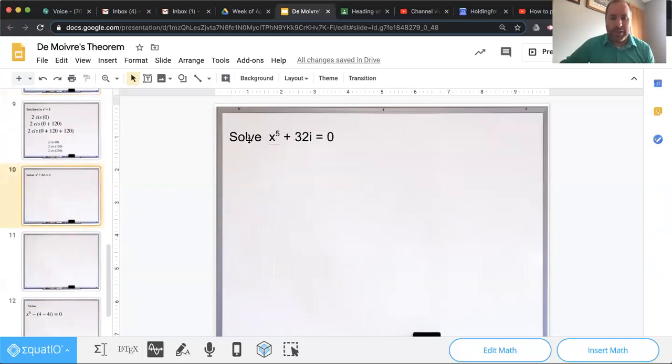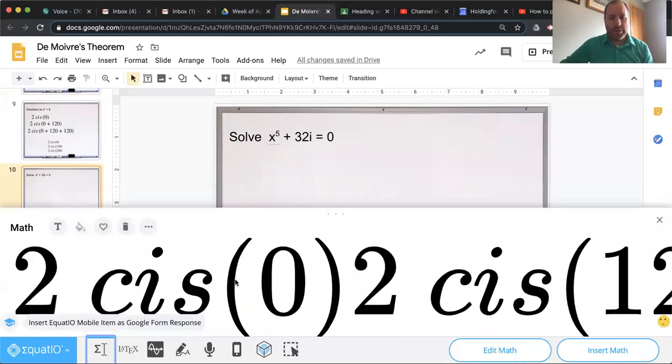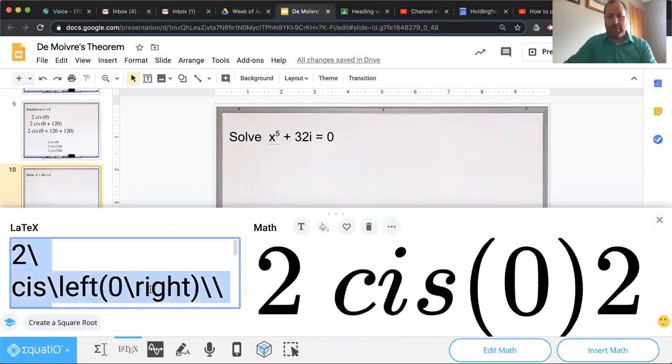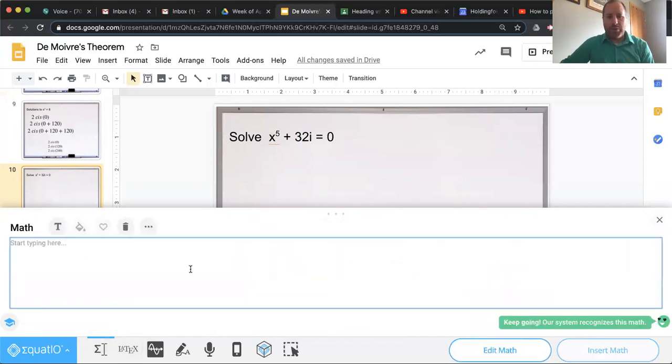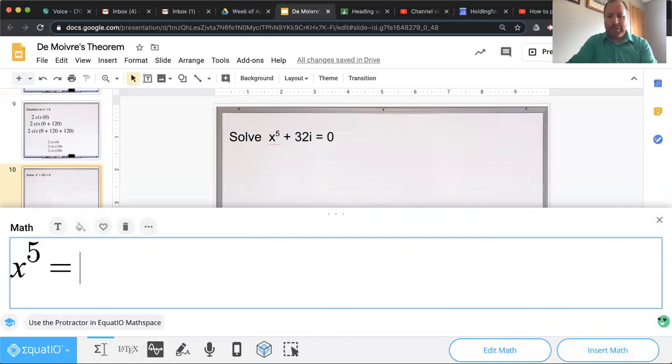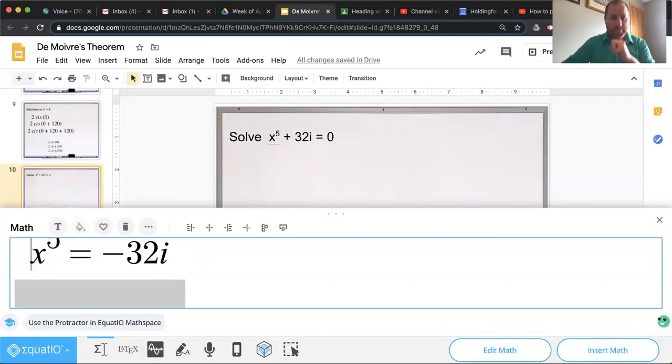So we're going to go in here. This is one we're going to solve. X to the 5th plus 32i equals 0. So our first part here is we have to solve for the x variable as much as possible. Let's see if we can get this guy working. Okay. So we'd have to solve for x, so that'd be x to the 5th is equal to negative 32i, right? And that's what we'd have here.